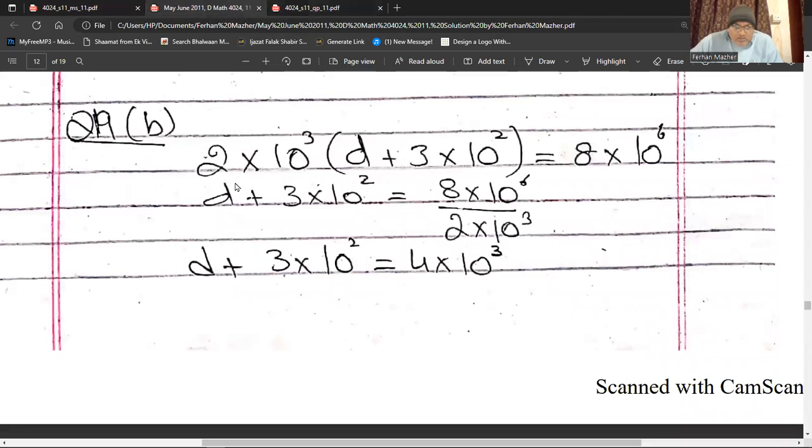Okay. So this 2 × 10^3 is multiplied with this bracket. Take this to the other side, it will divide there. So here you have d + 3 × 10^2 equals 8 × 10^6 divided by 2 × 10^3. 8 divided by 2 is 4, and 10^3. From this power, I subtract this power. So you have d + 3 × 10^2 equals 4 × 10^3.